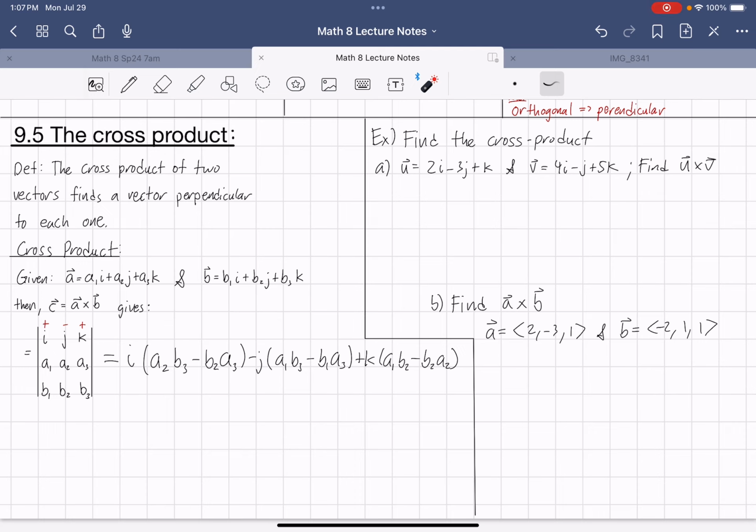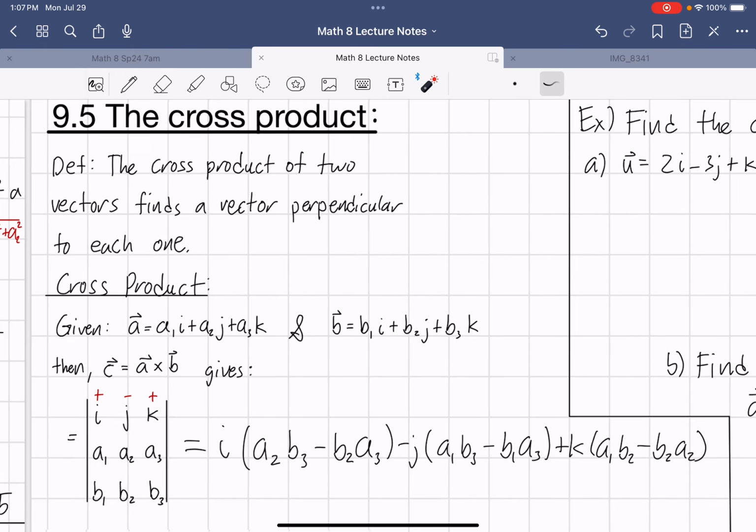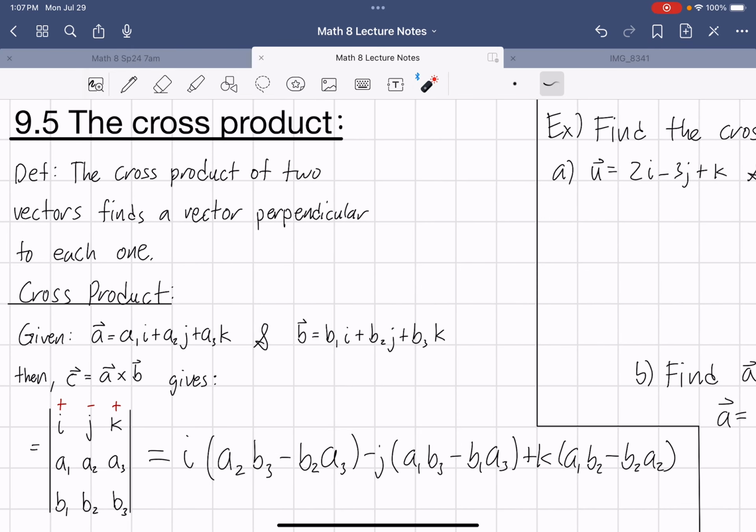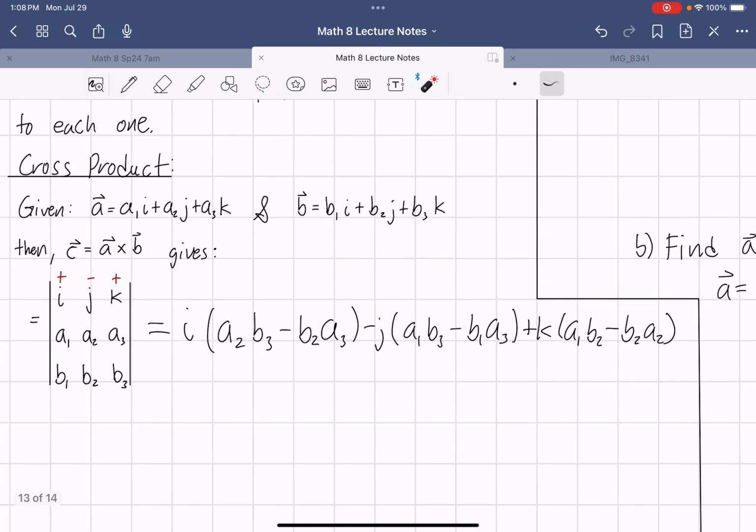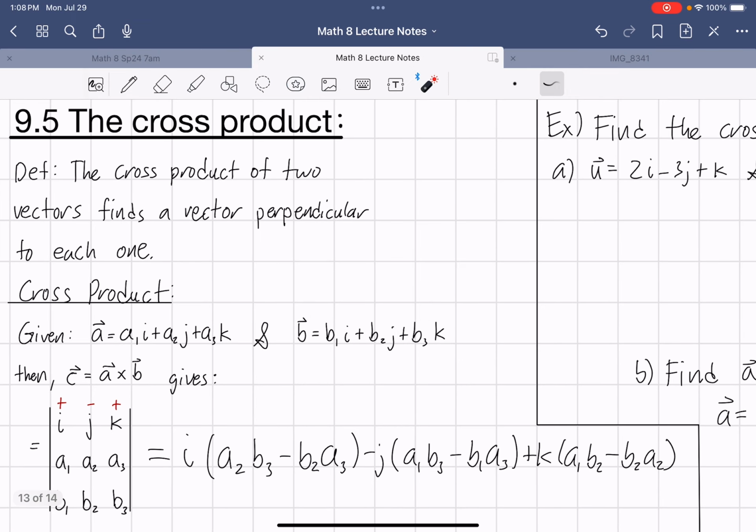This doesn't mean that the two vectors you start with are perpendicular to each other, but the cross product will find a vector that's perpendicular to each one of them, and we can do that by using this sort of formula. This is very similar to something we do with matrices later on. So the cross product of two vectors finds a vector perpendicular to each one. And this is how it works.